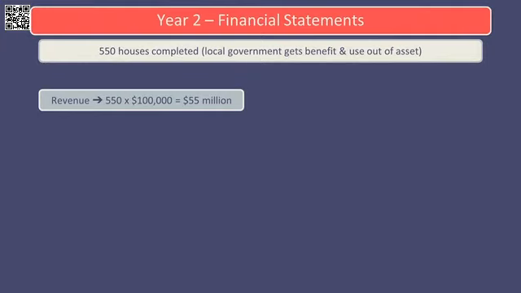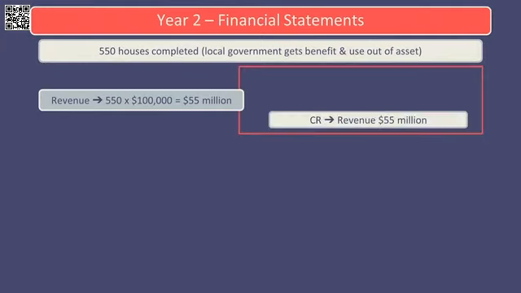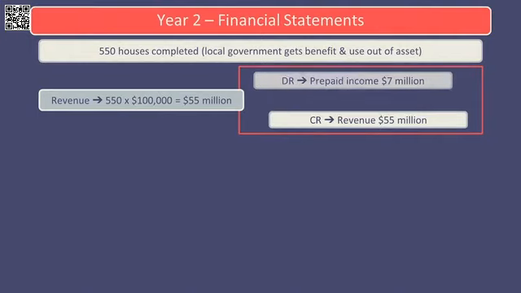In the accounts, we do the following. Credit revenue, $55 million. Debit prepaid income, $7 million. Remember, the $7 million that was received in year one can now be released, as the company has provided the $7 million worth of goods or houses. Debit debtors, $48 million. But what about the expenses?